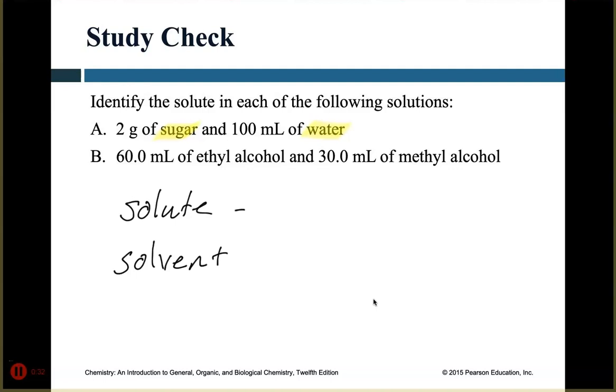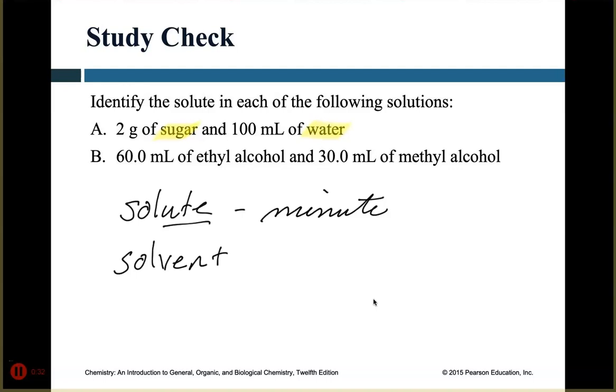So we need to remember that solute is the minute component, or the small component. And then solvent, I don't really have a mnemonic device to remember that, but there's only a choice of two.